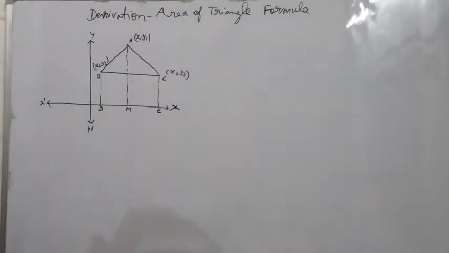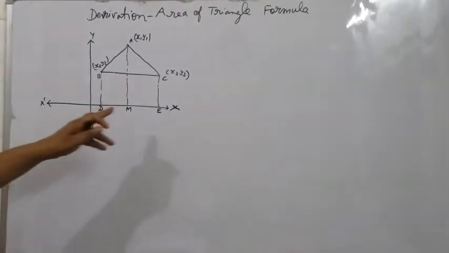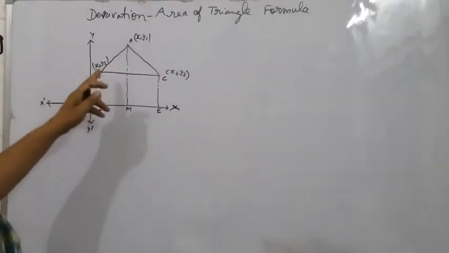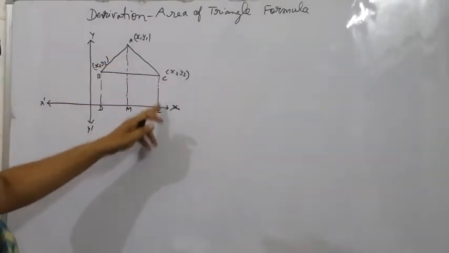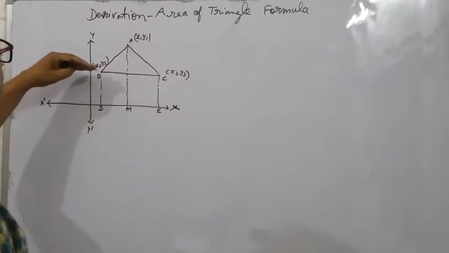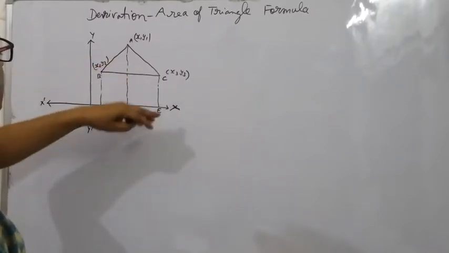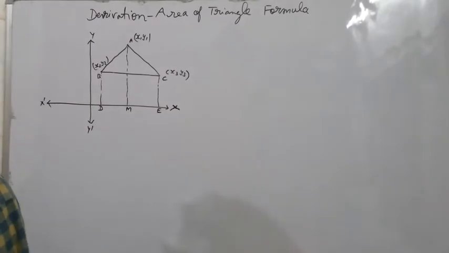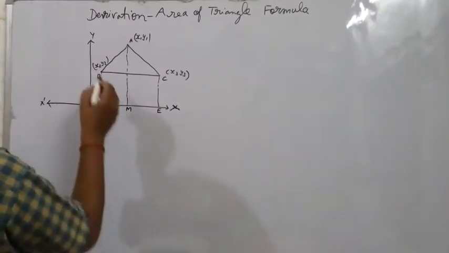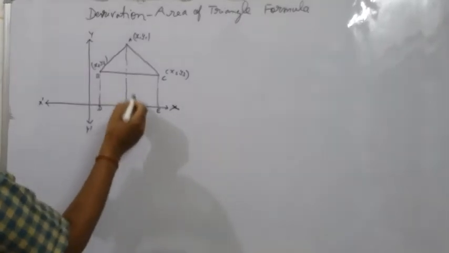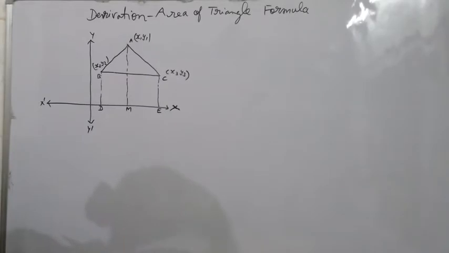We add the area of trapezium AMDB and the area of trapezium AMEC, and we subtract another trapezium, BCED. BCED is also a trapezium. This is the slant line, they are not parallel. So we subtract the BCED trapezium and then we get the area of triangle ABC. To get the area of a trapezium, you know the formula: area of the trapezium is 1/2 sum of parallel sides into height.